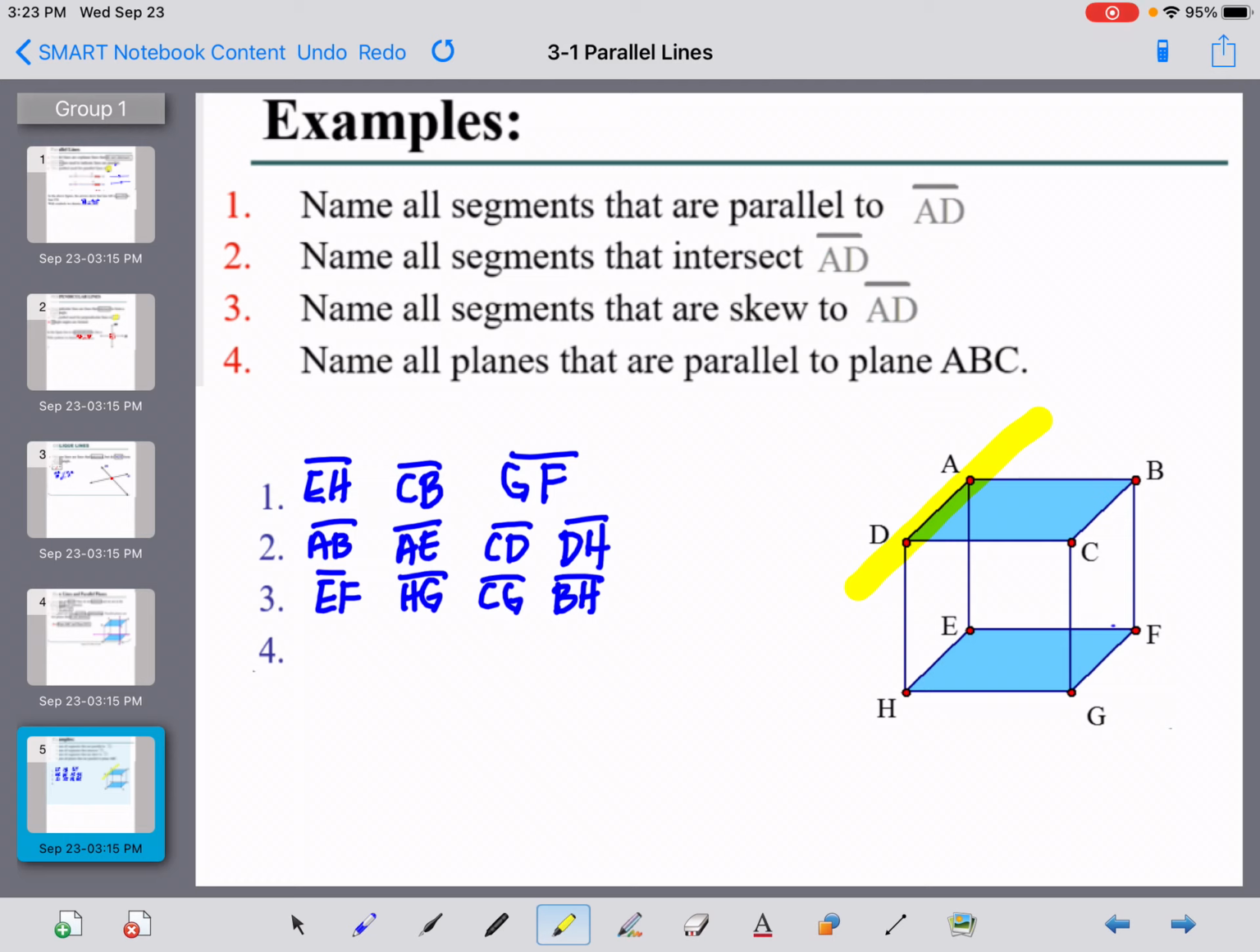And then what's our last thing? All right, we've got to name all the planes. I'm going to erase all of this now. We've got to name all the planes that are parallel to ABC. Well, there's only going to be one plane in this picture that's parallel. And that's going to be the plane down there at the bottom, the blue one. So we could name it EFG, GFE, FGH. There's a whole bunch of different ways we can name this plane. I'm going to name it EFG.